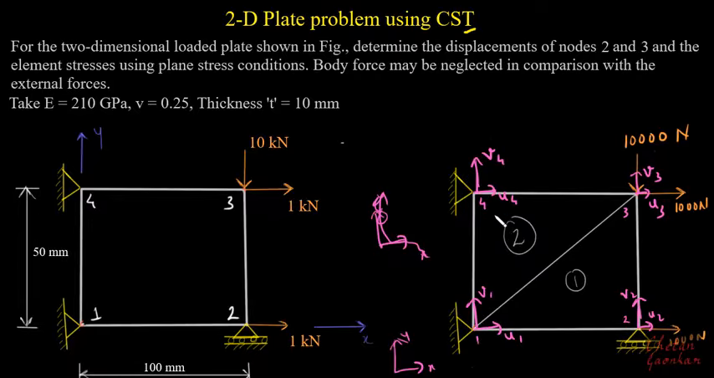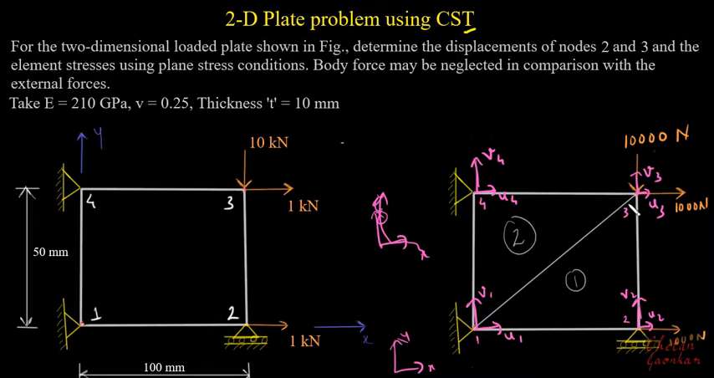So with this, first we'll find the nodal displacements at node 2 and 3, and then while doing the post processing, we will find the element stresses. To find these element stresses, we will require the displacements at node 2 and 3.